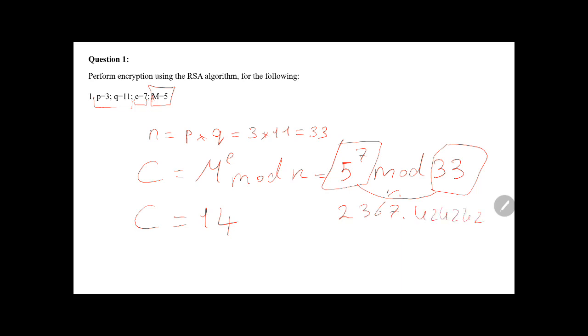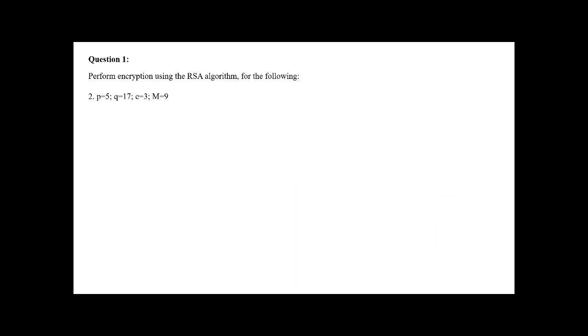This is equal to 367.424242. So what I will do now is that I will take the decimal part, which is 0.424242, and I will multiply it by 33. So it will be 0.424242 multiplied by 33, which is the second value here, the one after the modulus. This will be equal to 14, which is our value here. This is a quick reminder on how to calculate the modulus. Let's go to the second question.